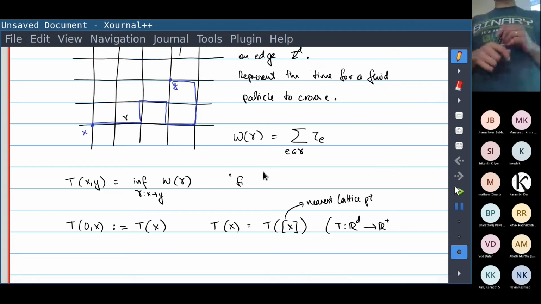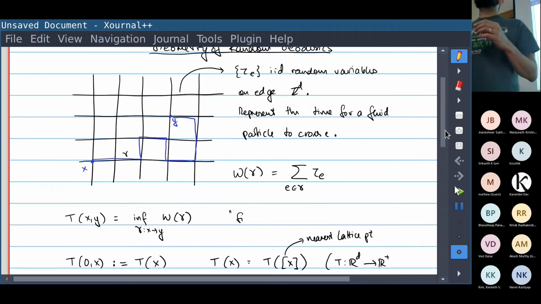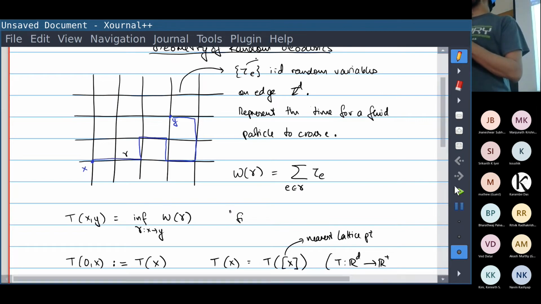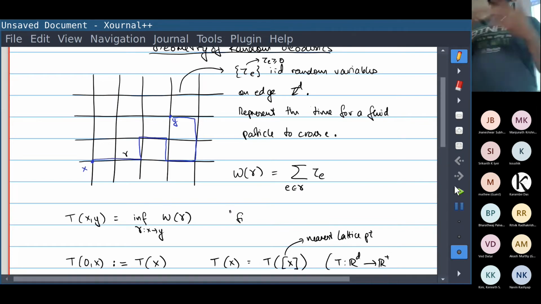Any questions so far? Is that a fairly straightforward description of the model? I have some fluid, I have some random weights, and it doesn't have to be a geodesic, right? Any path, as you showed in the picture. If I fix any path, this is the time it takes for the fluid to go from x to y. You just sum the weights. I take an infimum over all paths. I should say that these weights are generally non-negative, otherwise the model wouldn't make too much sense. If they're allowed to take negative values, then this first passage time could be minus infinity.